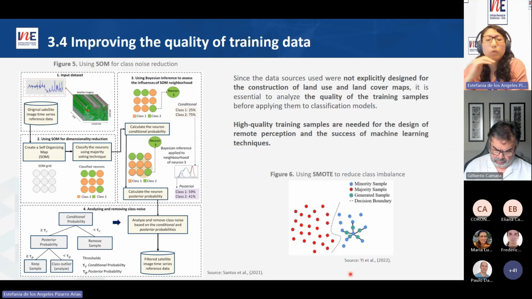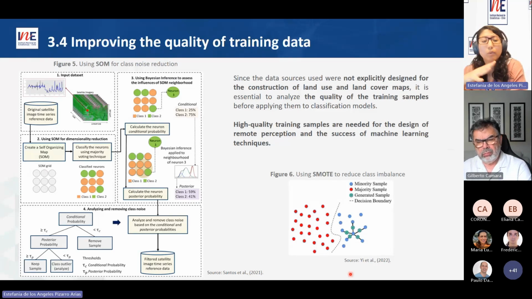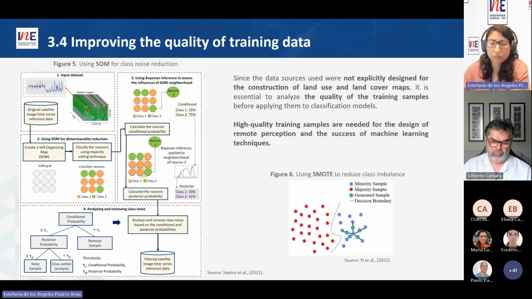And finally, once we have these two probabilities, we apply noise filters based on thresholds. Samples are evaluated against thresholds for conditional and posterior probability, as we can see in this schema. Based on some conditions, we can identify outliers or noisy samples, and these are flagged to remove or keep in our data set. This is the principal functioning of this method.